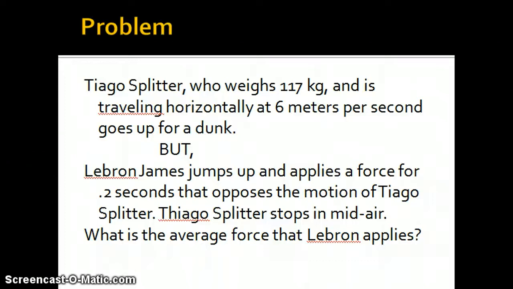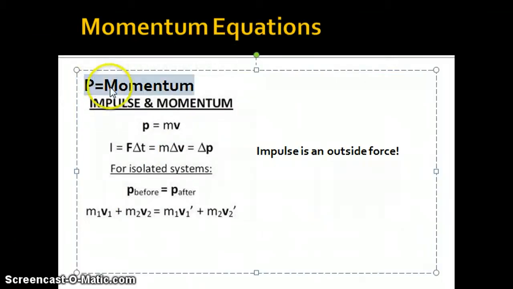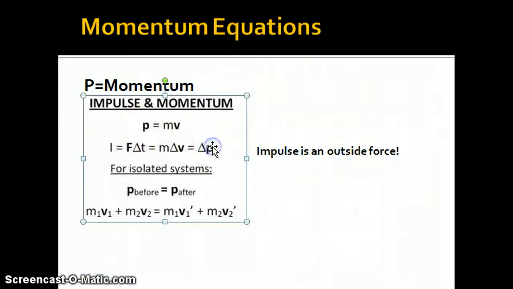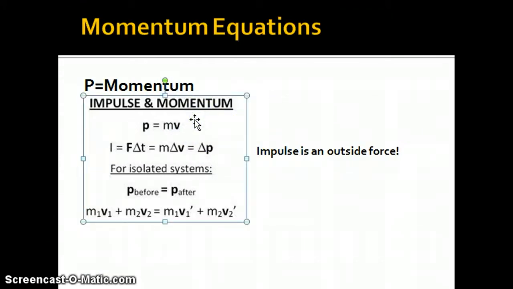So in order to do this problem, we need to know a couple things about momentum. First of all, momentum is usually abbreviated as P. Don't ask why, I have no clue. But impulse is a change in momentum. Usually, momentum is basically a product of mass and velocity. So if you have a system that has mass and it's moving in one direction or the other, then it has momentum.